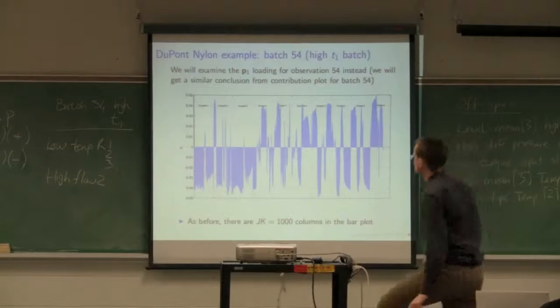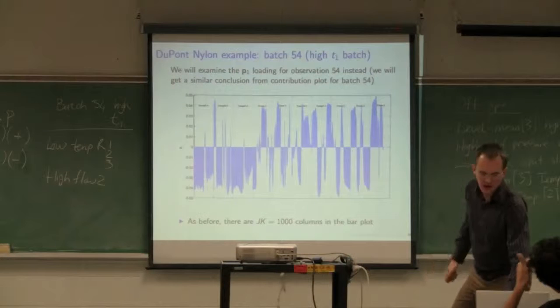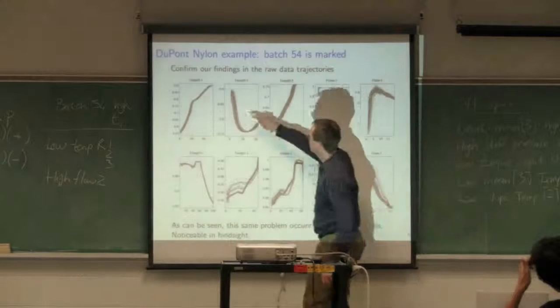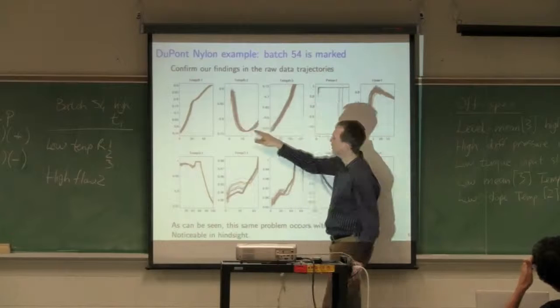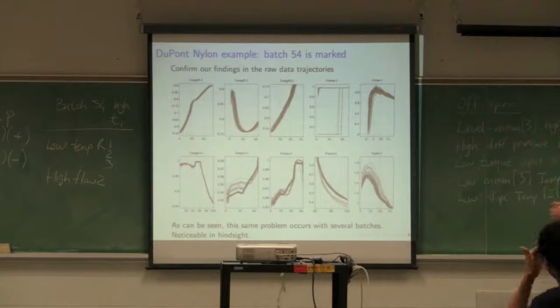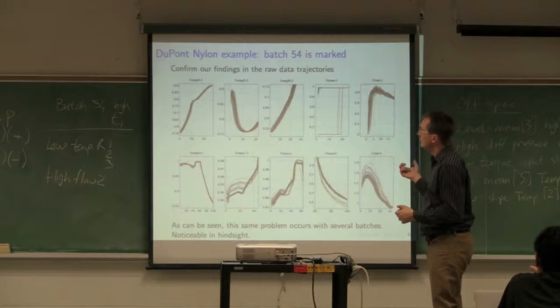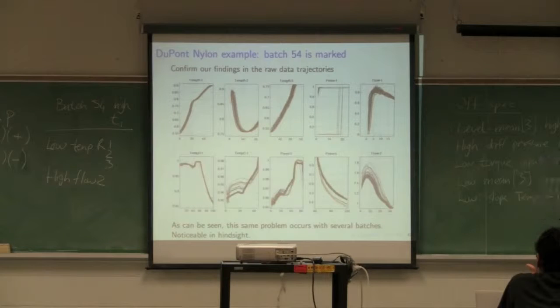So it was that peak that we saw up here for temperature R2, right at the start of the batch. Batches with high T1 values will exhibit this, where they ramp up differently, they're above the average, and then they go below the average for the remainder of the batch. That almost looks like it's not lined up, though. No, it is lined up. Oh, the original batch may not have been lined up. That's a good question. We'll talk about alignment later, but it might be due to that. Good point. Okay.